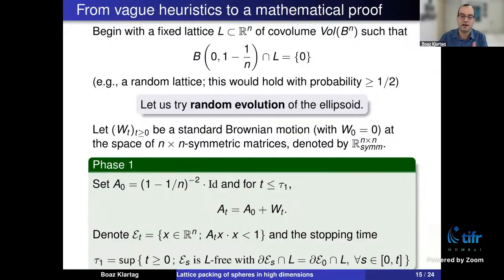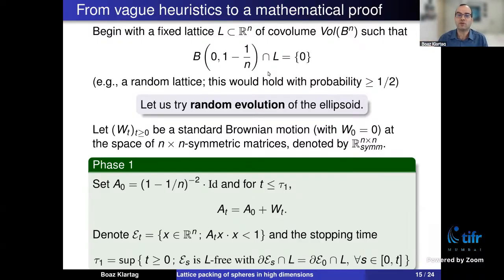The second one is we're going to have some random evolution of the ellipsoid. Okay, it's convenient to have two different forms. It's not a necessity, but it's convenient to have two sources of randomness. So the random lattice and the random evolution of the ellipsoid.